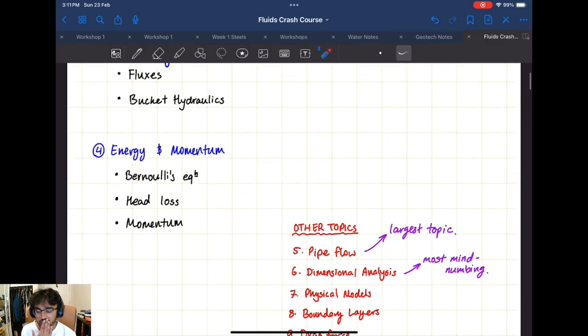Then energy and momentum. There's an equation called Bernoulli's equation that you will pretty much be using throughout most of the course. Then I won't go over these two over here, but there's also something called head loss and momentum.